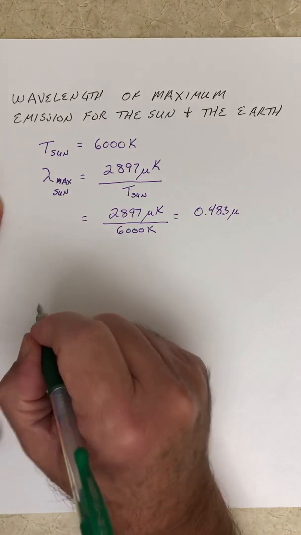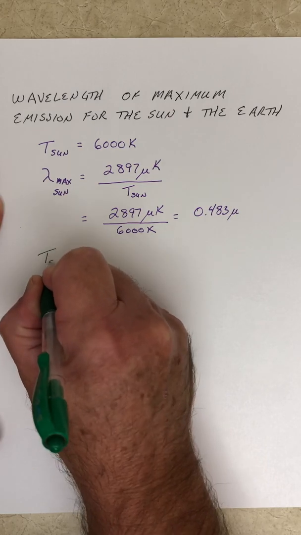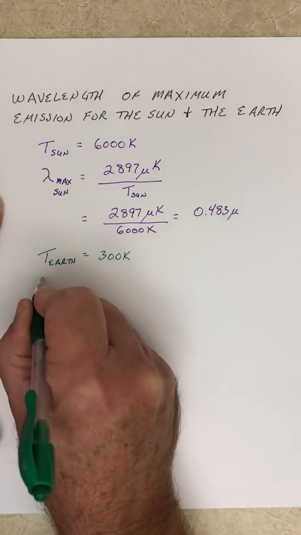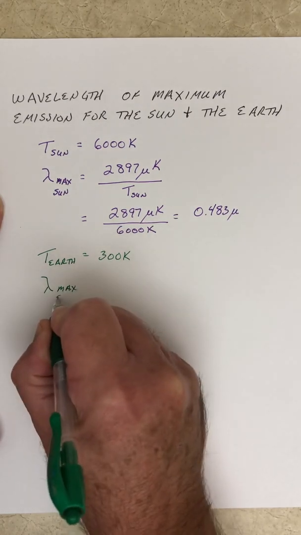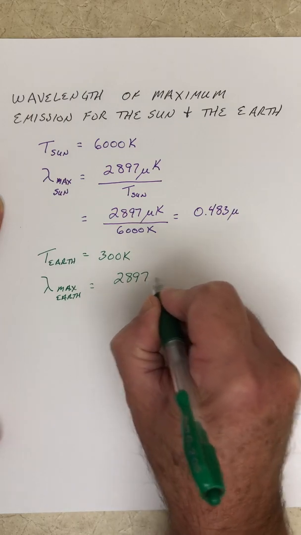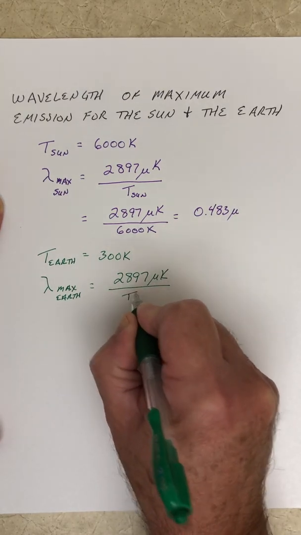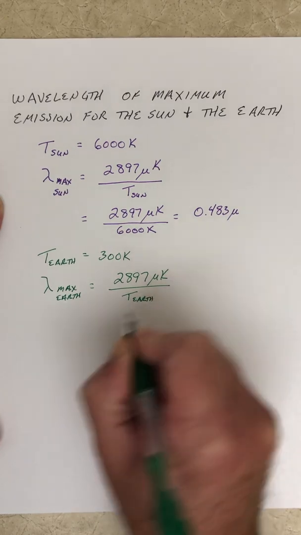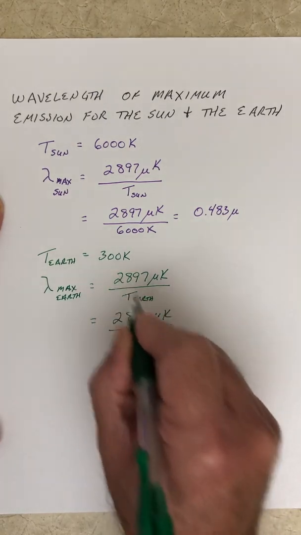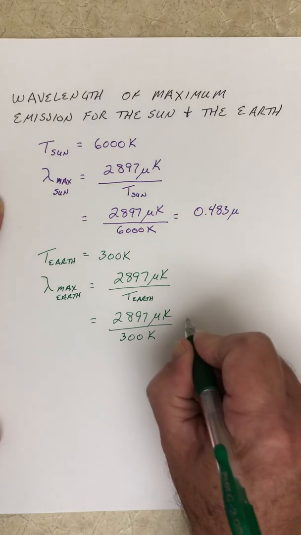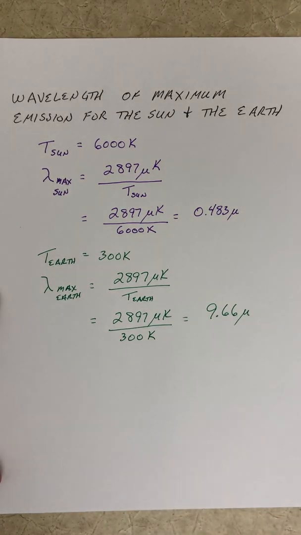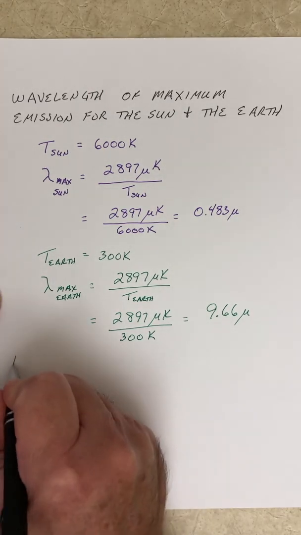What about the wavelength of maximum emission for the earth? Okay, so we know that the temperature of the earth, again, if we're rounding up, is 300 Kelvin. So the wavelength of maximum emission for the earth will be the constant 2,897 mu K divided by the temperature of the earth. Okay, so that's 2,897 mu K divided by 300 K. And this comes out to 9.66 microns.